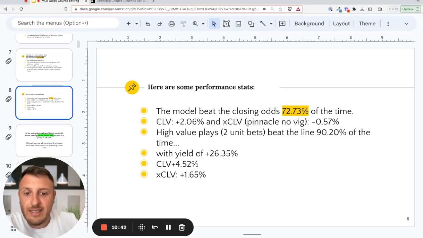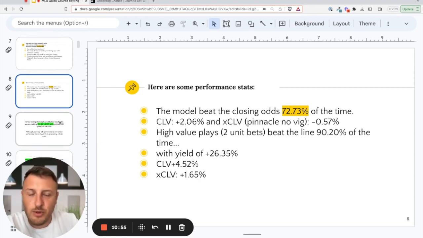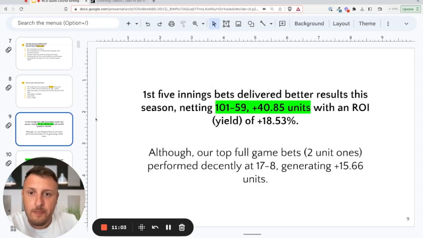This yield was 26.35%, closing line value plus 4.52%, and no weak Pinnacle closing line value plus 1.65%. I think this is pretty amazing. And don't forget that I analyzed around 1,500 bets this season in MLB. So first 5 inning bets delivered better results this season.